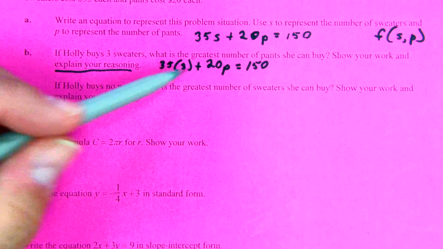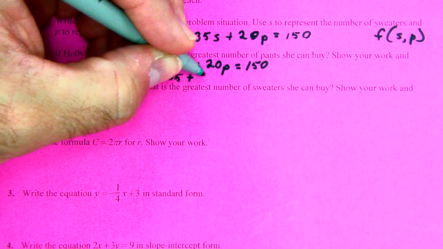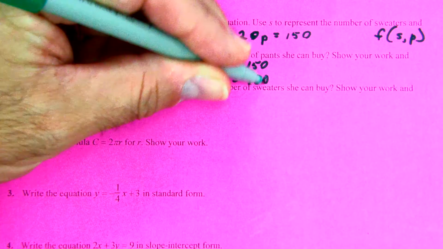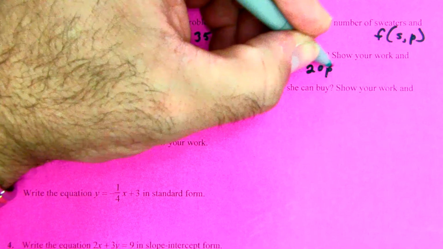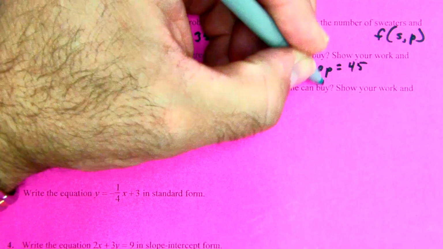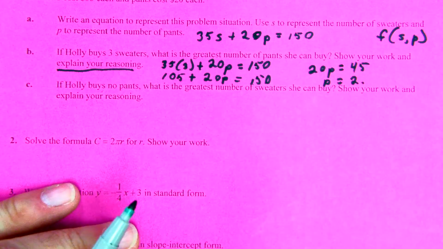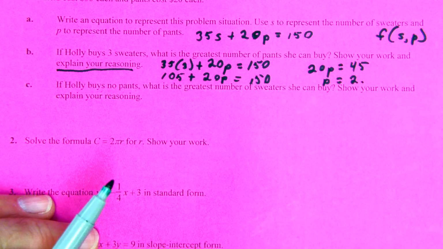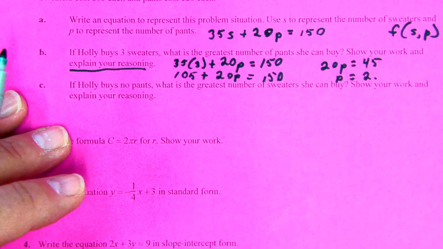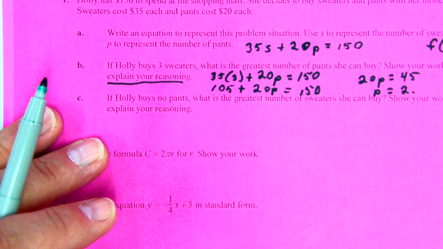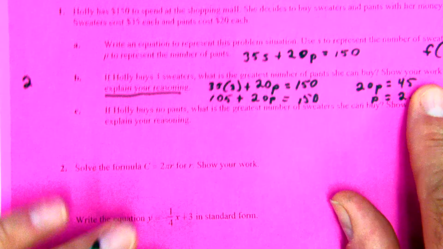Then, of course, you would do the 35 times 3, which is what? Correct, it's 105, plus 20p, equals 150, which means then you subtract 105 from each side, and you get 20p equals 45, and p equals 2.25? Something like that. So then the question is, how many pairs of pants can she buy? How many pairs can she buy? 2. She can buy 2 pairs of pants, but it's 2 point something as the answer.